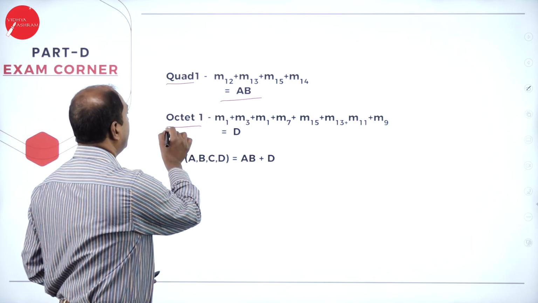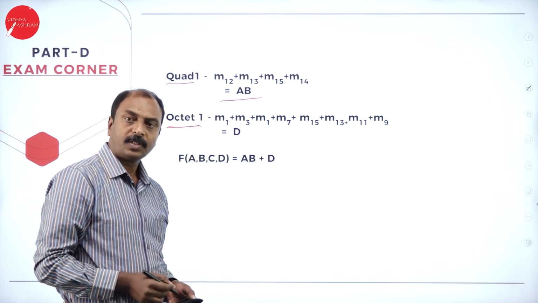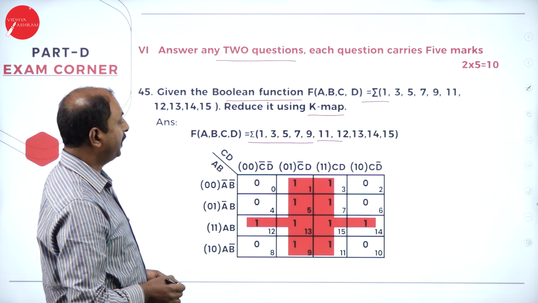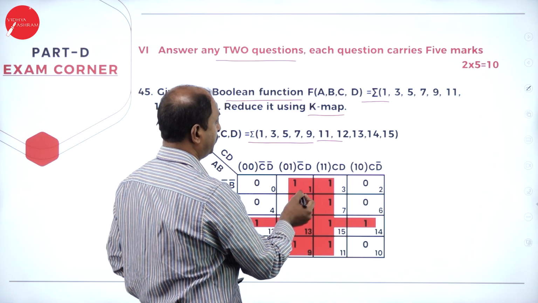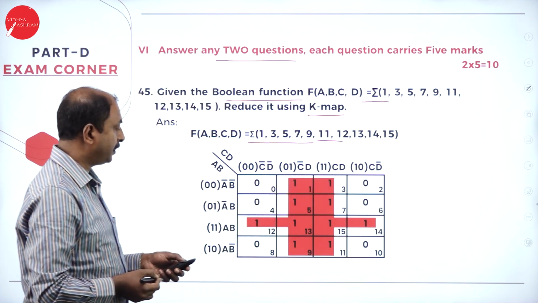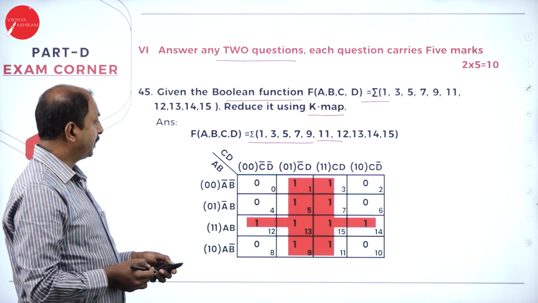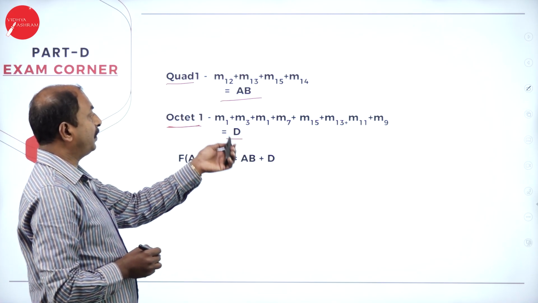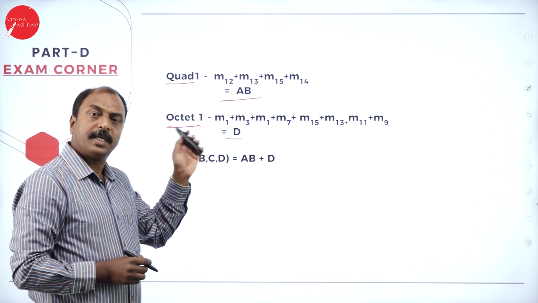Now what is an octet? An octet removes 3 variables. By looking at this K-map, only one variable is remaining. C is changing, only D is remaining here. That is the reason the result of the octet reduction is D. So this is the simplification of groups in a K-map.